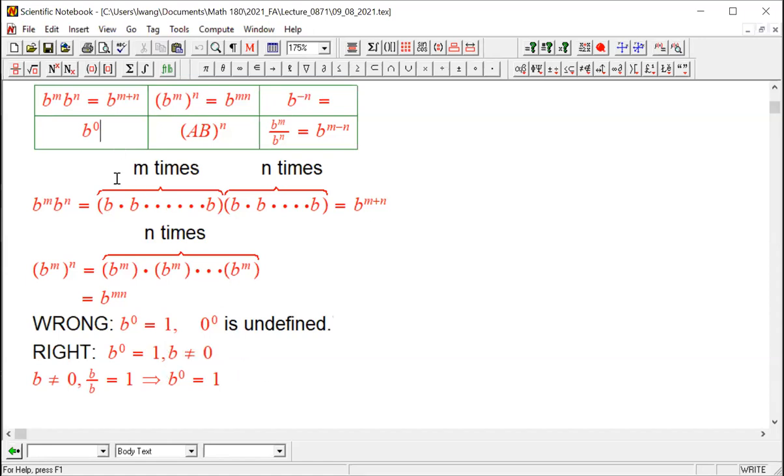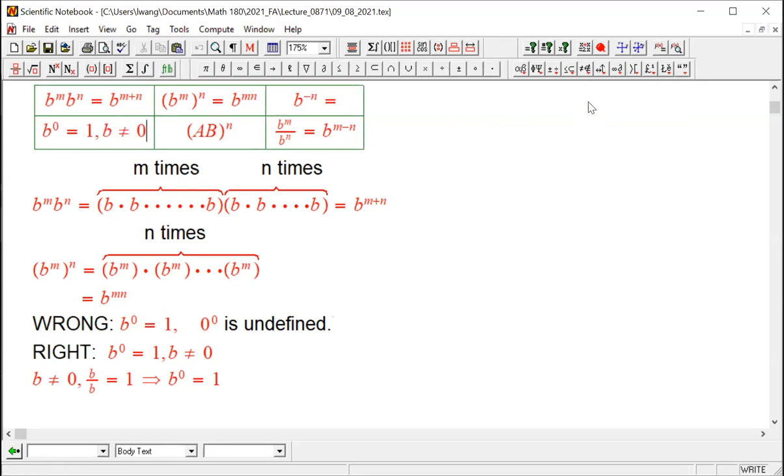So that's b to the power 0 equals 1, provided that b is not 0. Very important. So everything has to be done very rigorously. We're laying the foundation. So now let's look at the negative exponents. What do we do if you have a negative exponent?